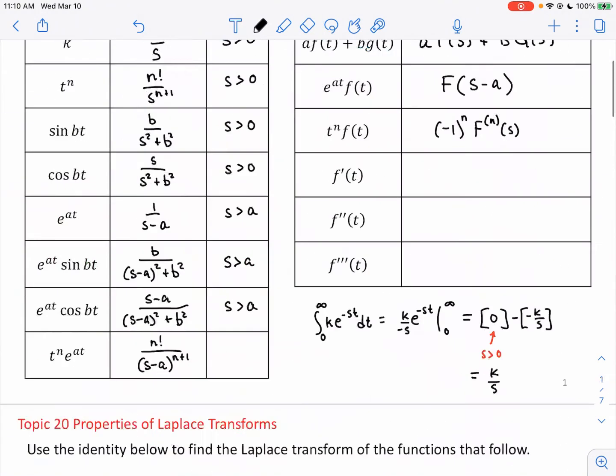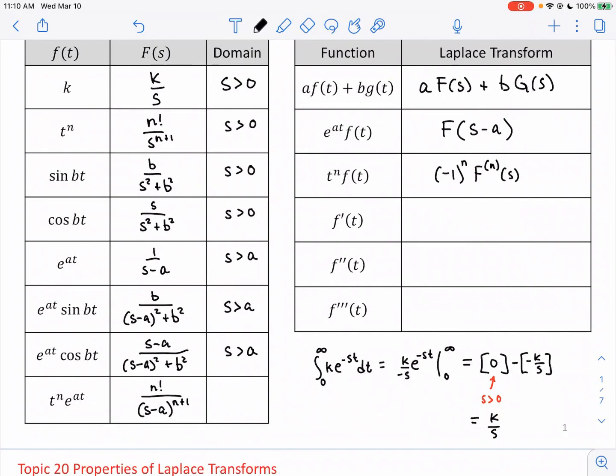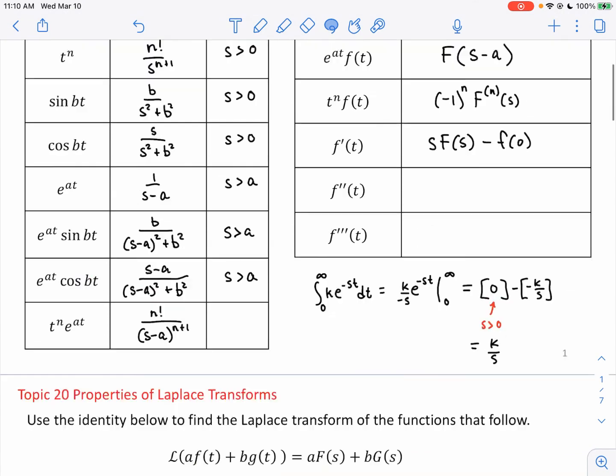That allows me to come up to the table here and put in s times capital F of s minus little f of 0. We'll use this formula in a moment, but first let's see if we can fill in the rest of this table.